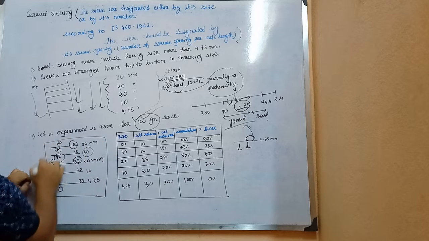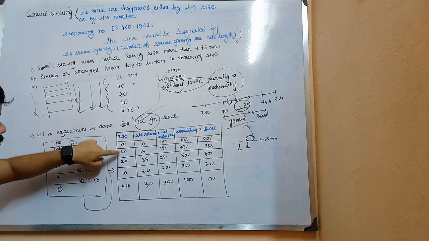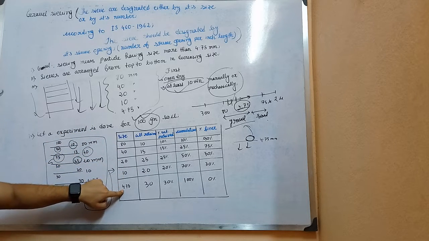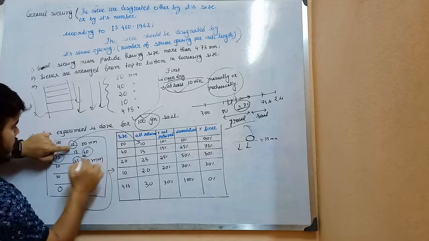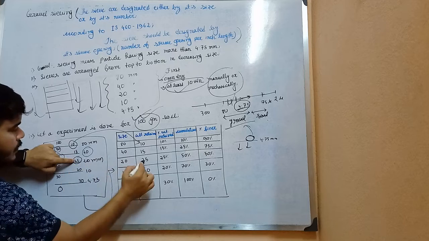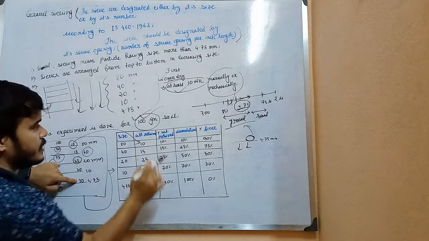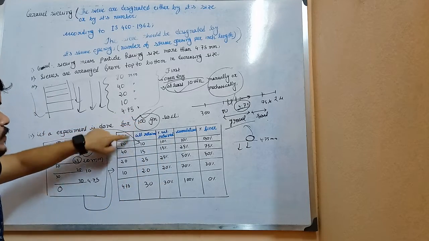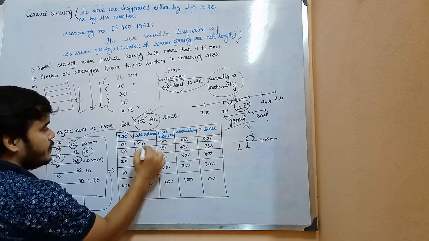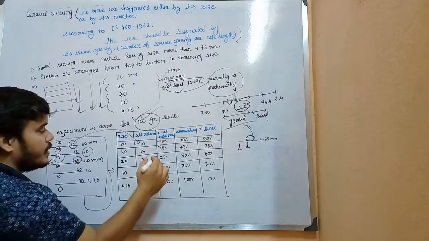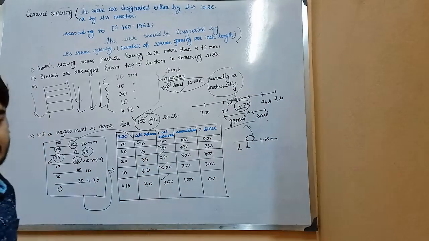But we have to do it in a tabulation form. Size: 80, 40, 20, 10 and 4.75. Weight retained: 10, 15, 25, 20 and 30. Percentage weight retained: total weight of the soil is 100 gram, so 10 by 100 is 10%, 15 by 100 is 15%, 25 by 100 is 25%, 20 by 100 is 20%, 30 by 100 is 30%.